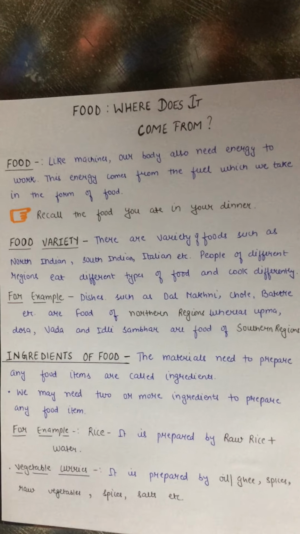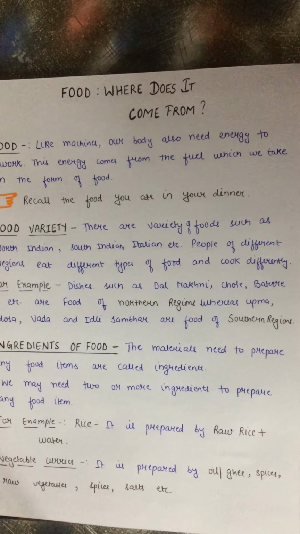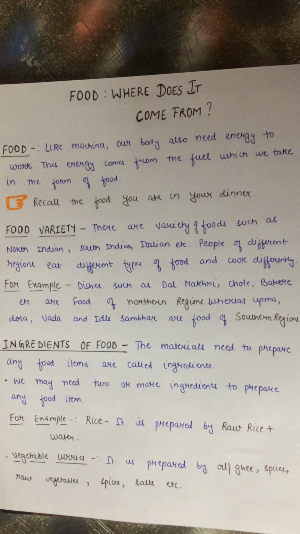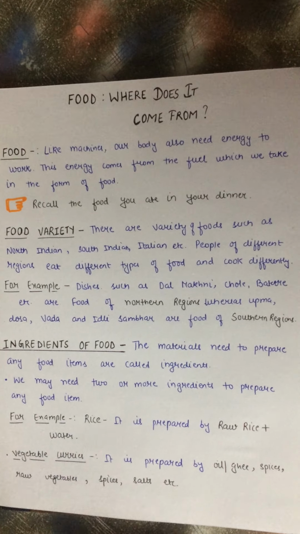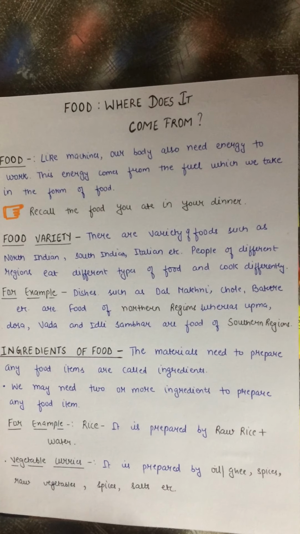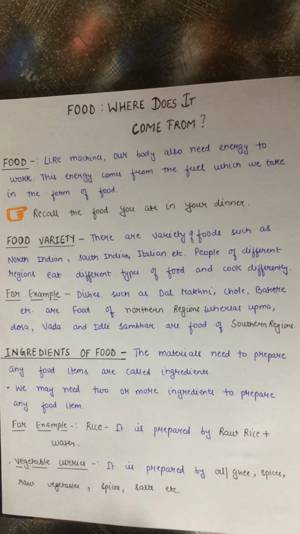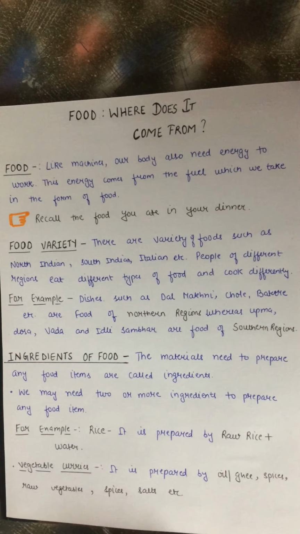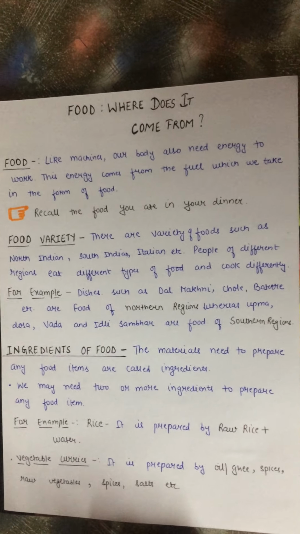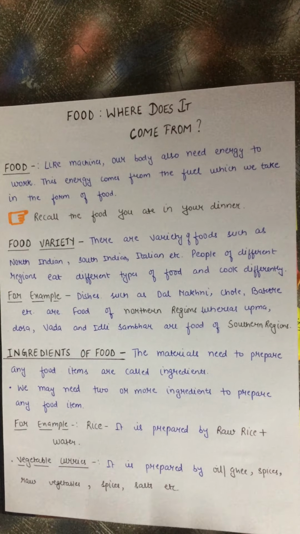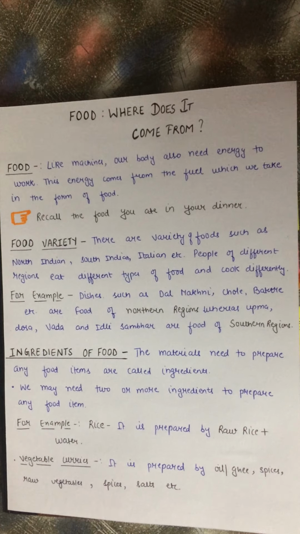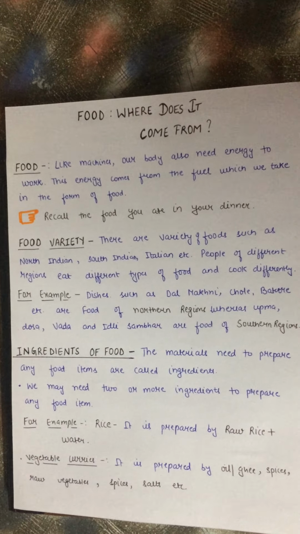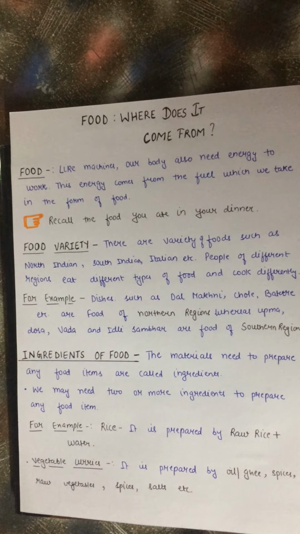Now let's see an example of each variety of food. For example, dishes such as dal makhani, chole bhature are the food of North Indian regions. What all states come in North India? Yes, Delhi, UP, Bihar, Himachal, etc. These are all North Indian states. वहाँ पर कौन कौन से फूड प्रोमिनेंट है? नॉर्थ इंडियन फूड like the vegetable curry, for example dal makhani, chole etc. Then there are upma, dosa, vada, idli, sambar, all these are the food of South Indian regions.